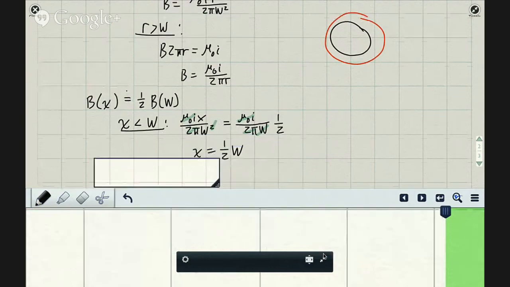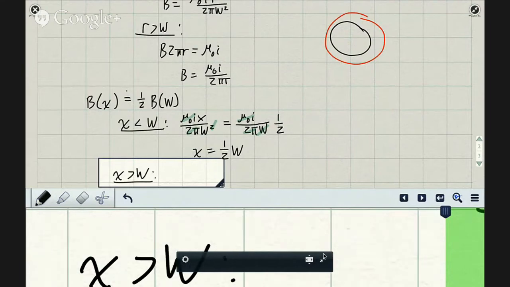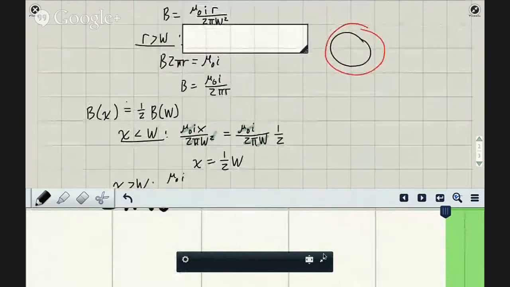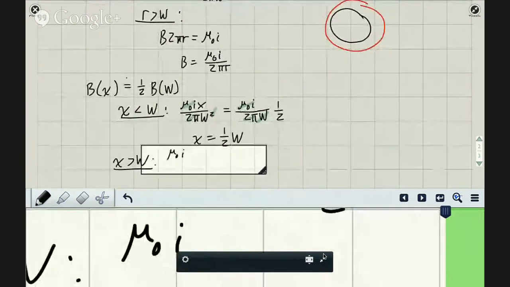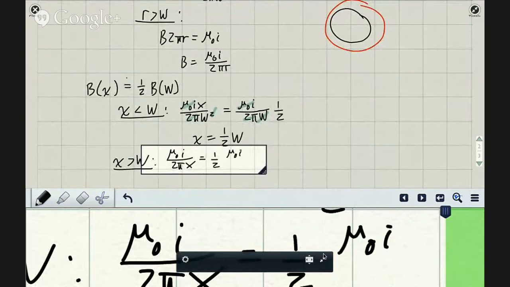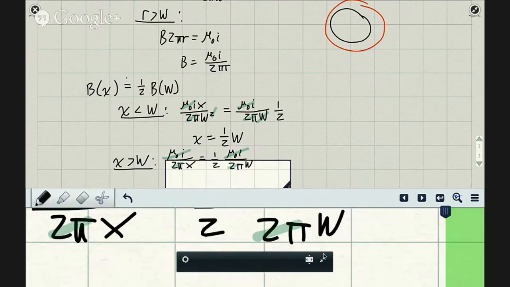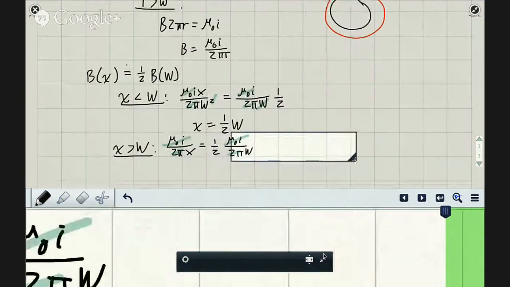And now for x greater than w. Here's the expression for x greater than w: mu naught I over 2 pi x is equal to 1/2 mu naught I over 2 pi w. We cancel everything that's common: mu naught I's, 2 pi's. And now what do we get? We get 2w is equal to x. And there we go.